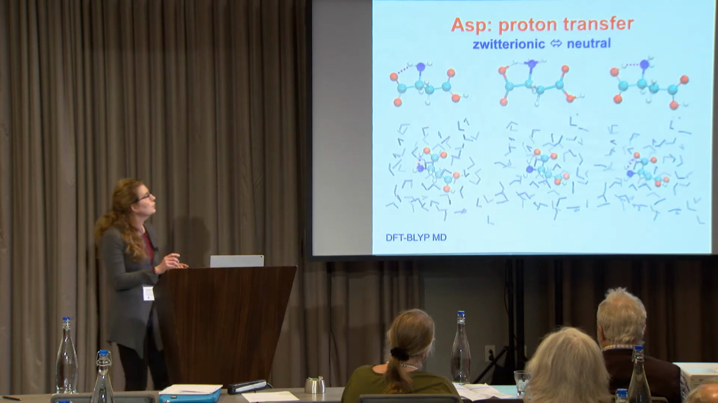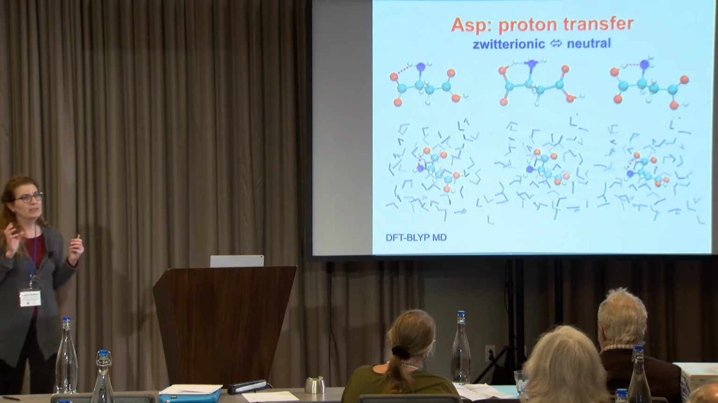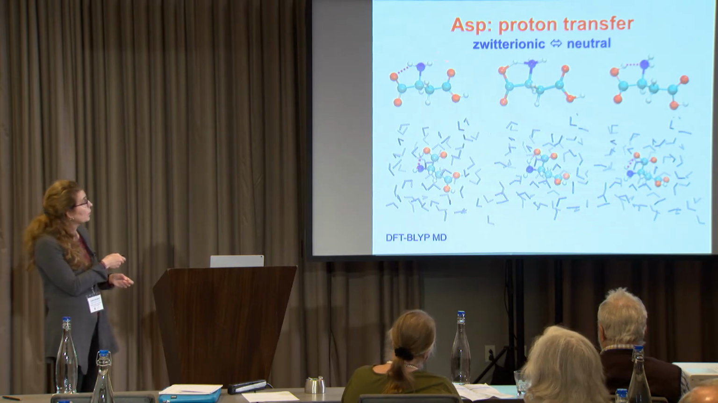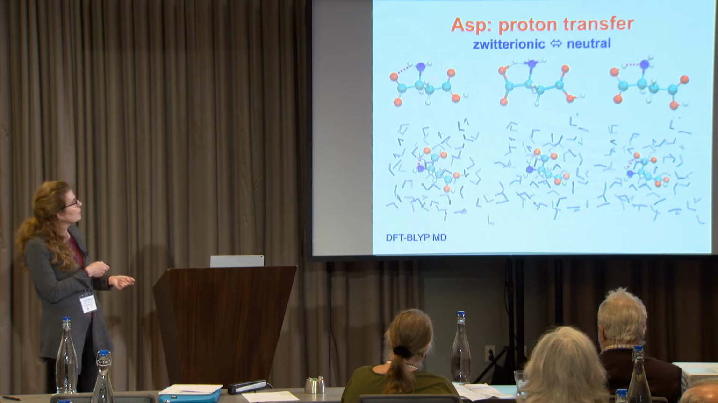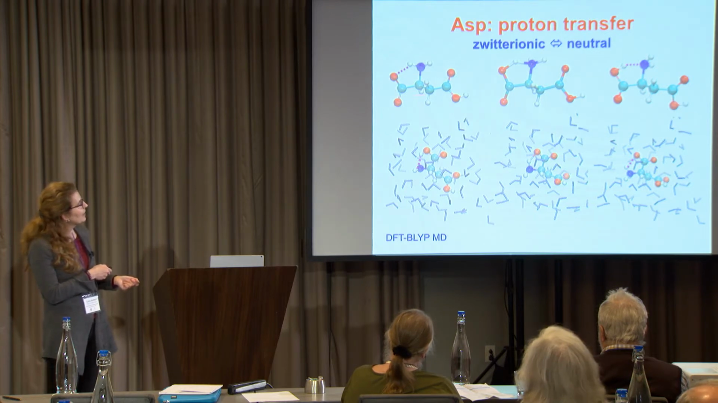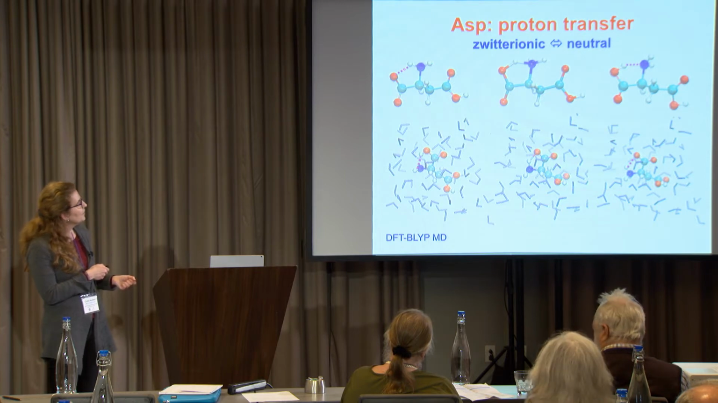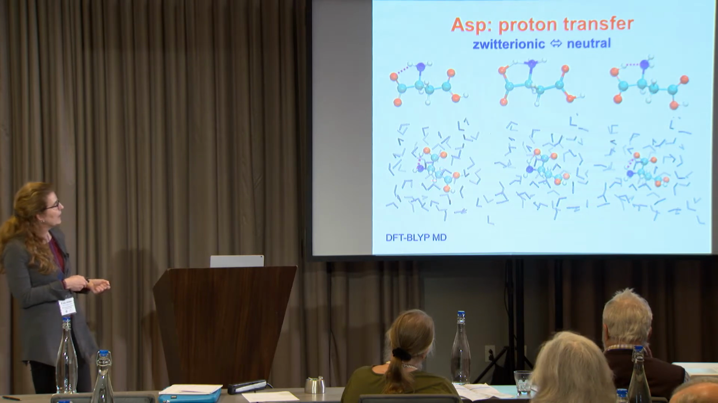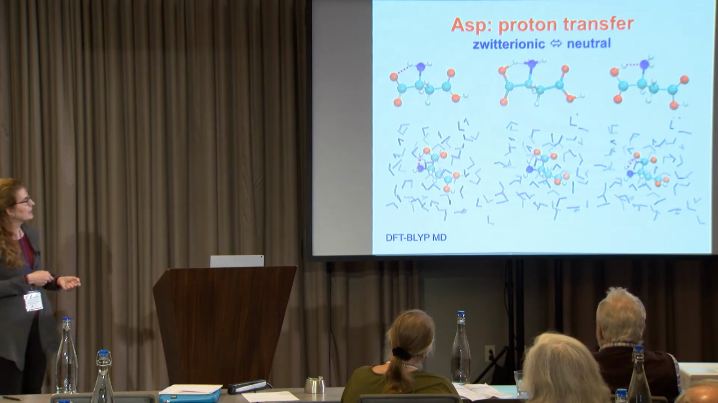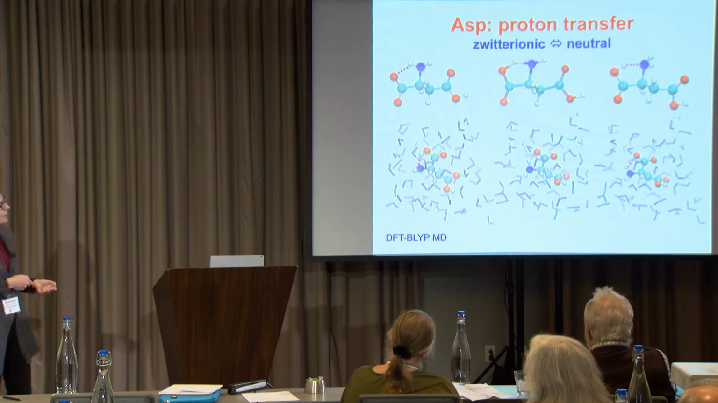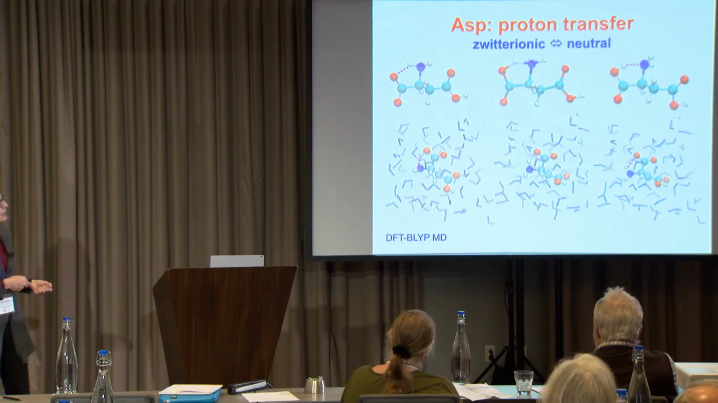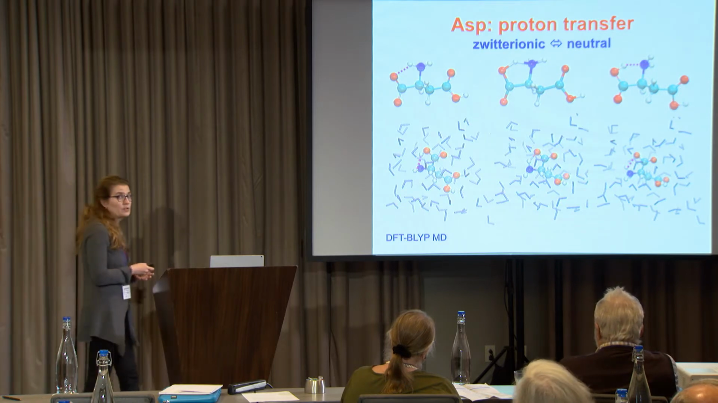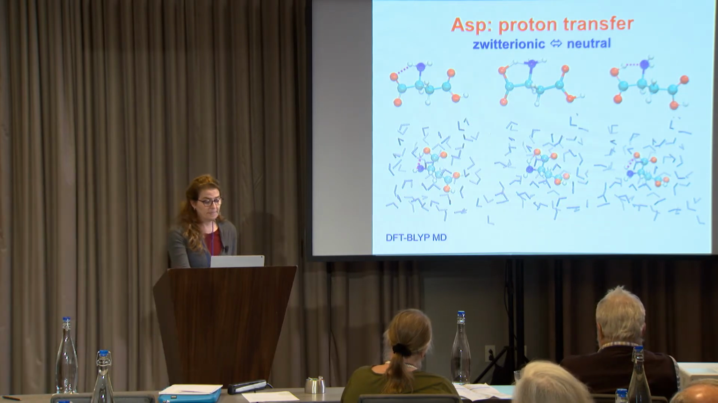Of course, as we saw before, if we want to study processes in which we have proton transfer, for example, this is a very simple reaction where we have a Zwitter ionic system that would not be stable in the gas phase, so we would see a proton transfer, or the opposite in water. If we put a neutral aspartic acid in water, then it would actually prefer to be in the Zwitter ionic phase. And so this kind of process cannot be seen completely with the force field.